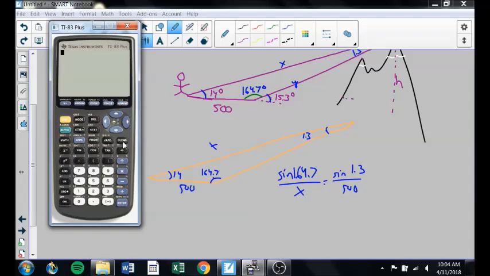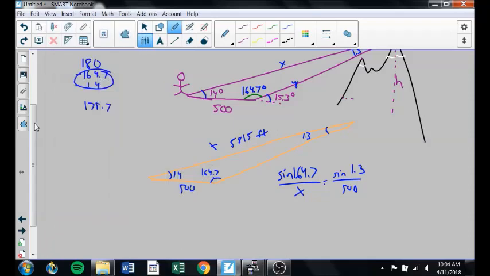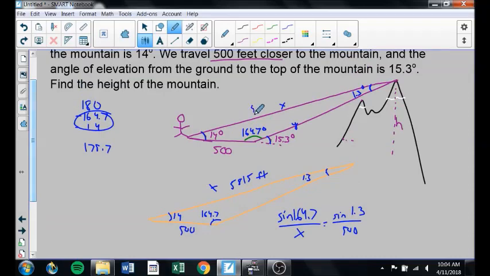So sine of 164.7 times 500 divided by the sine of 1.3 gets me 5,815. This whole length here is 5,815 feet. A little over a mile. I'm going to go back up here. This is now 5,815 feet.